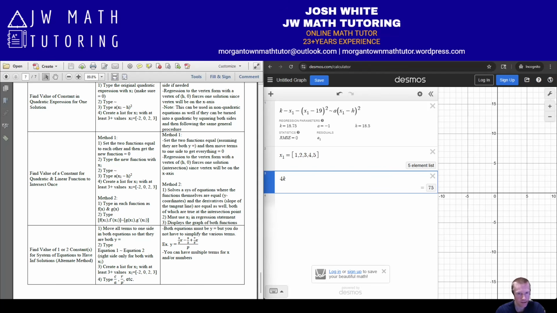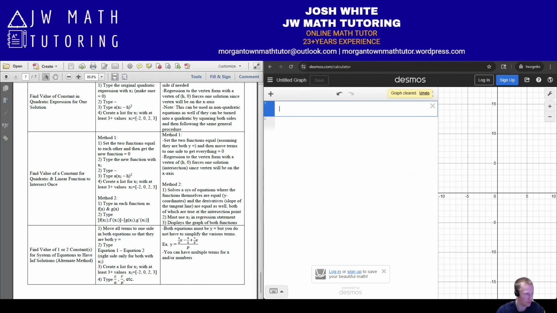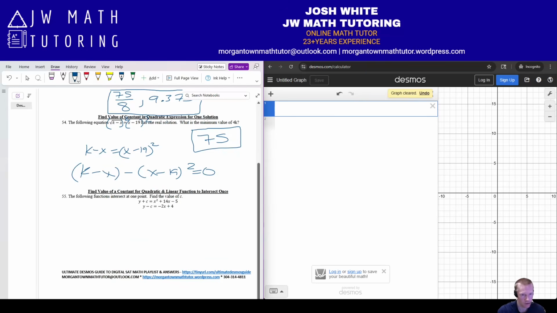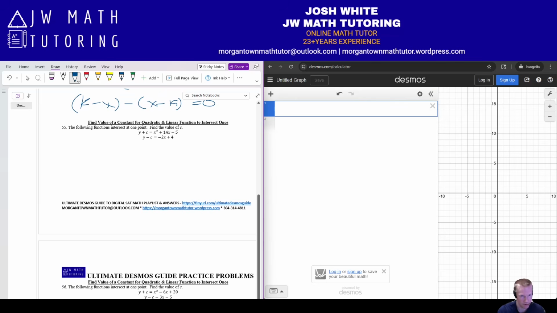The second method, I'll talk about that in a second. I just want to show the first method and go through that, and then I'll talk about the second method, which technically uses derivatives. So let's go back to the problems. Let's look at this example, number 55.